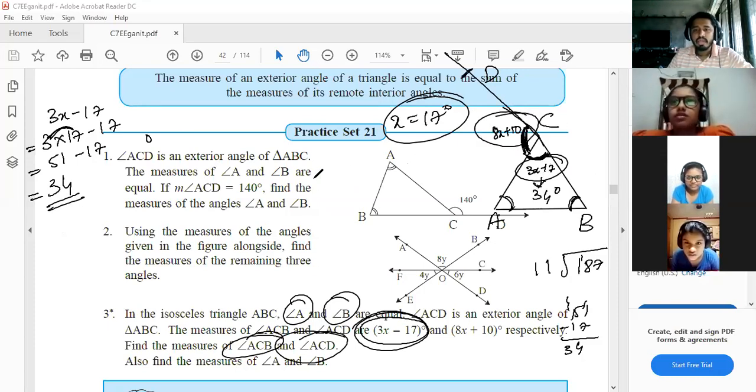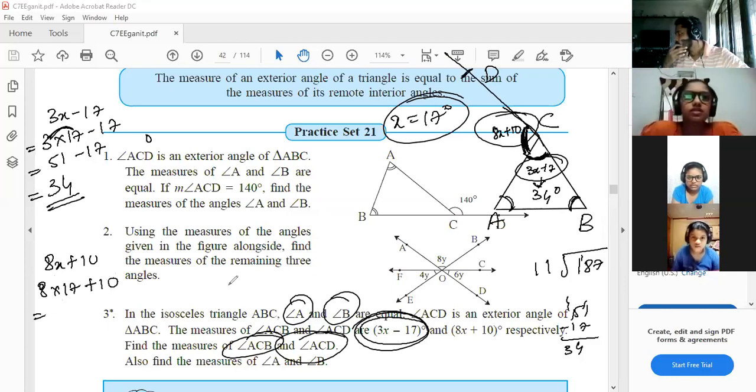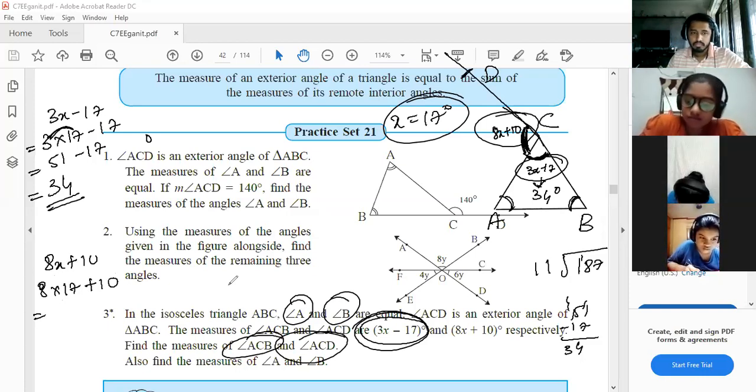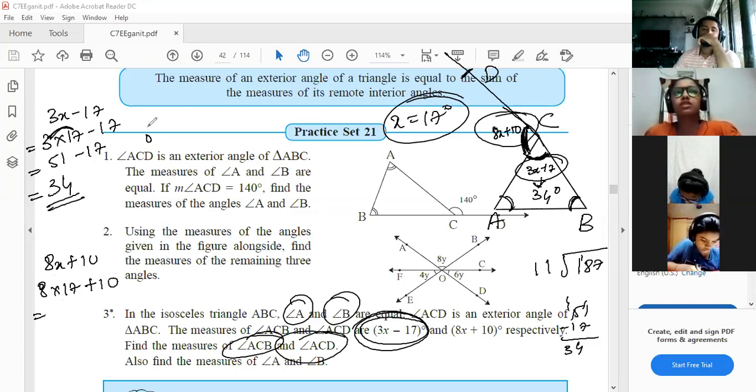Same way we have to find this. 8x plus 10. That means 8 into again 17 plus 10. 17 times 8 is how much? Multiply and tell me fast. 136. 136. Others?